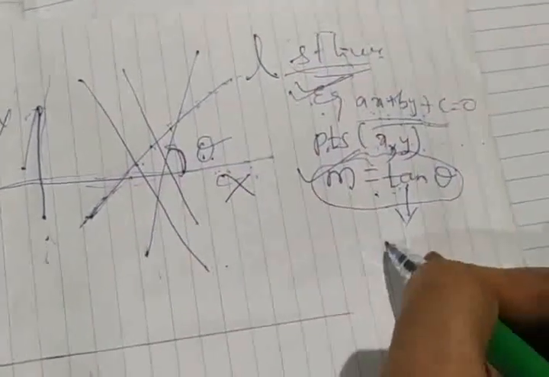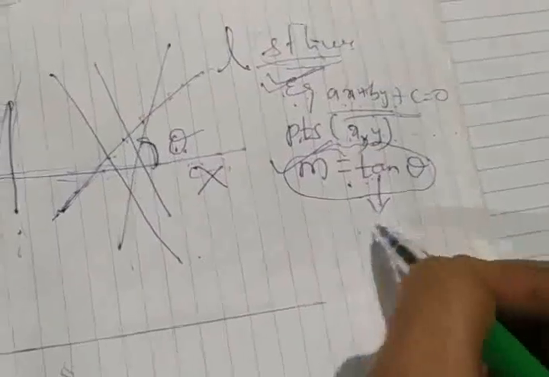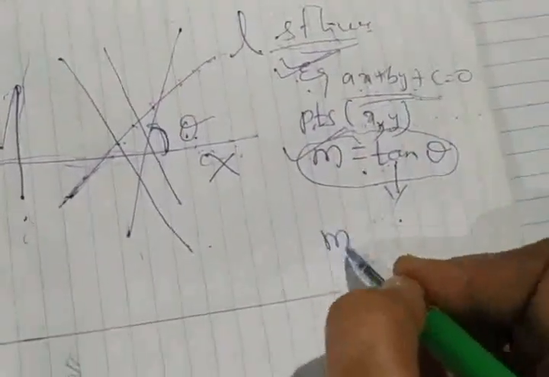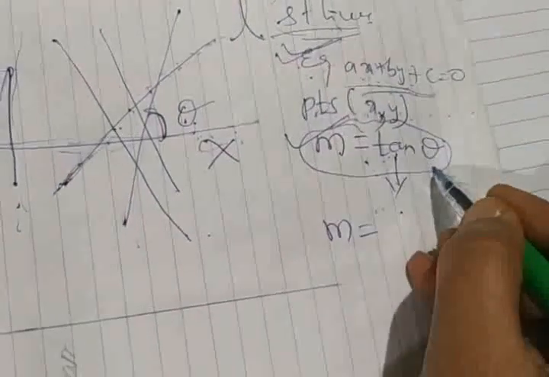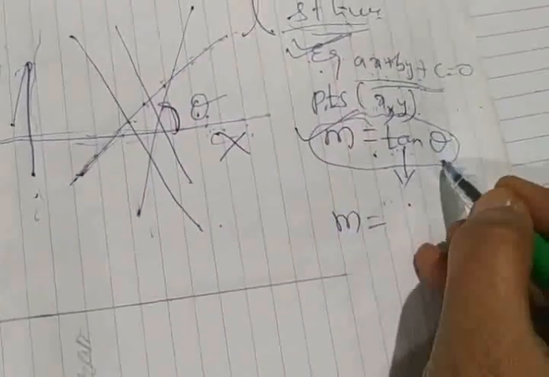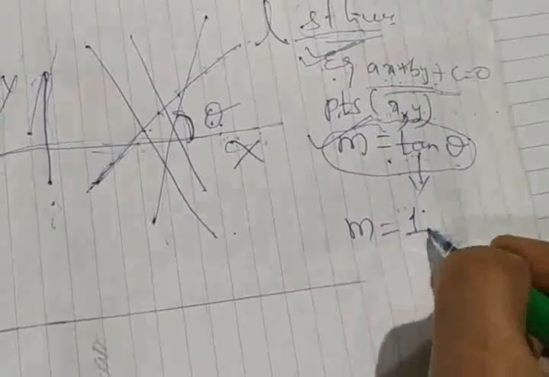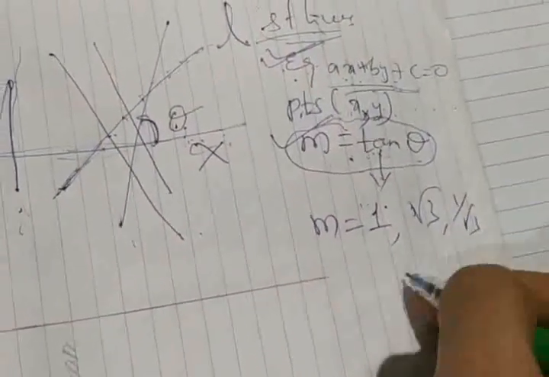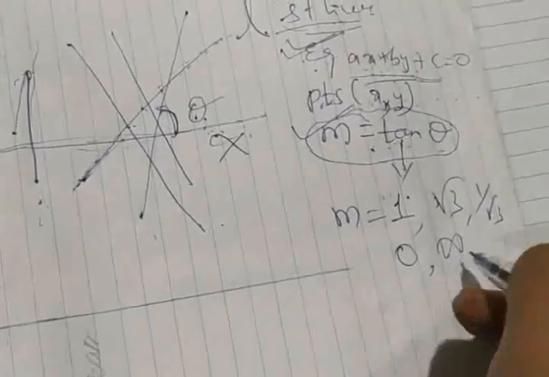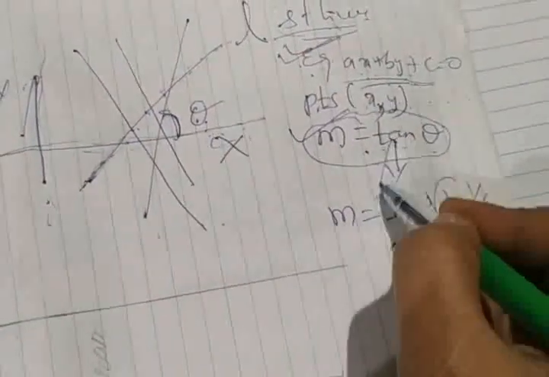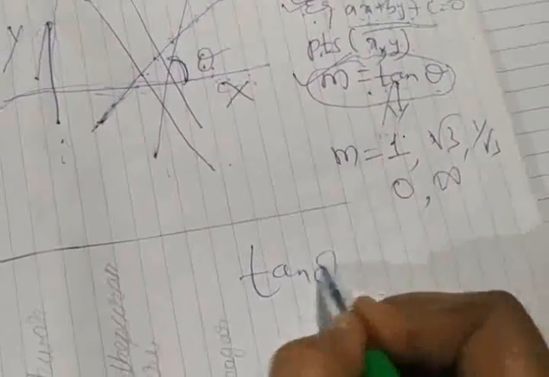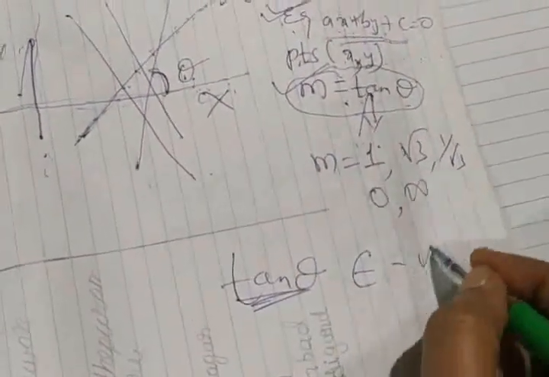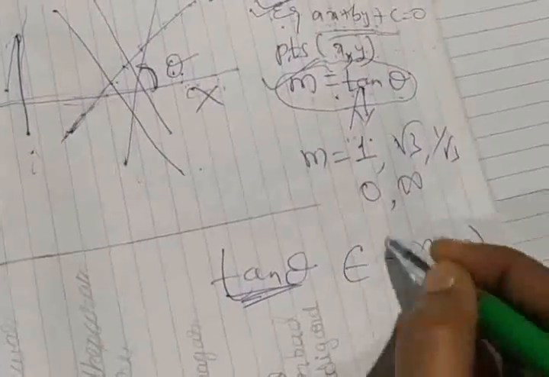So tan theta, it is tan 30 degrees, tan 60 degrees. What is the angle we have here? That particular value I may get, tan 30 degrees, tan 45 degrees and so on. The values can be 1, root 3, 1 by root 3, 0, infinity, any value, because I am speaking about the range of the tan function. The range of the tan function overall is minus infinity to plus infinity.